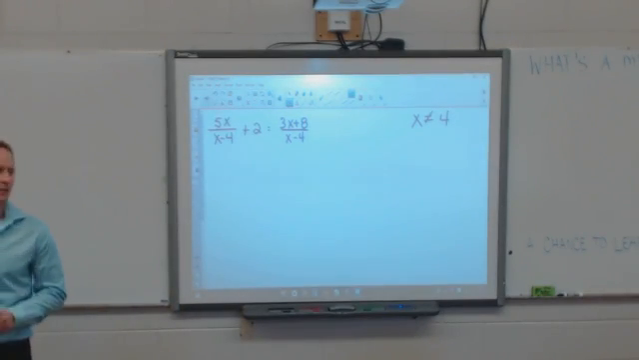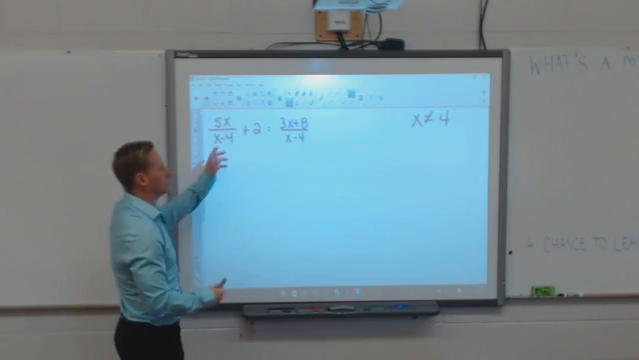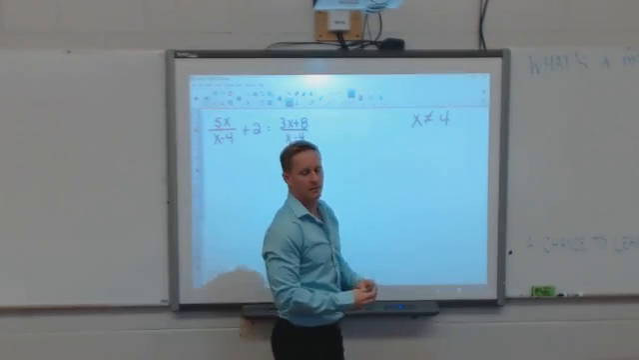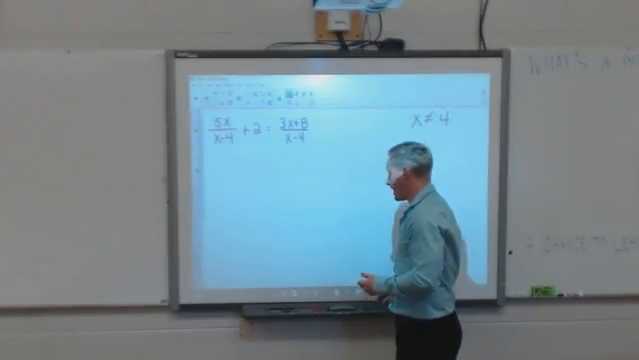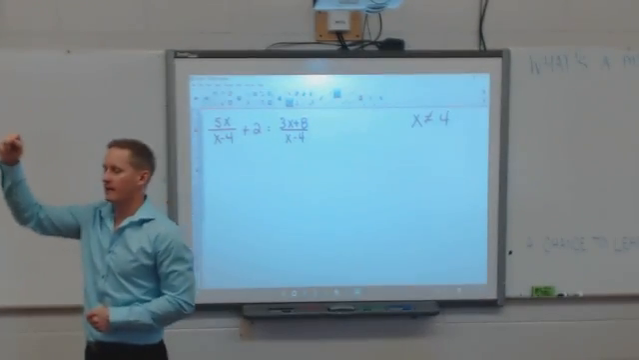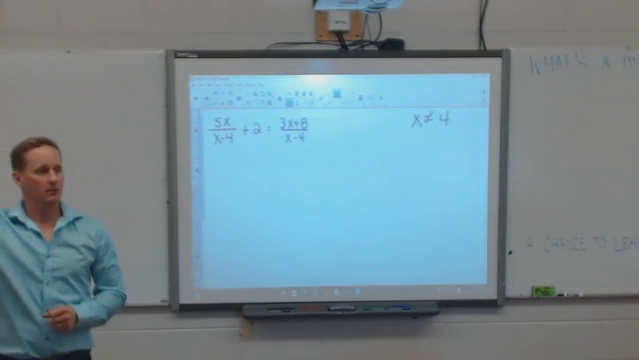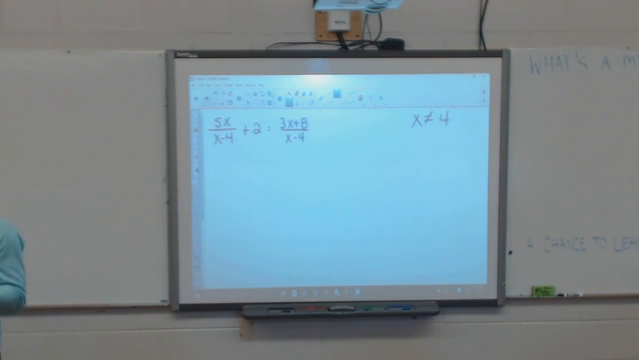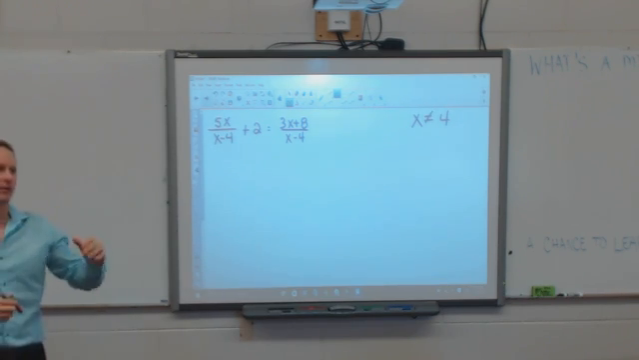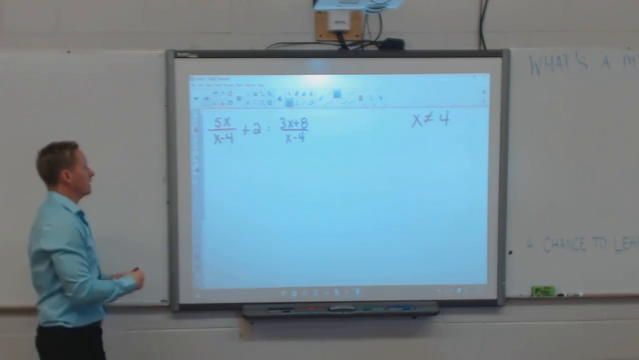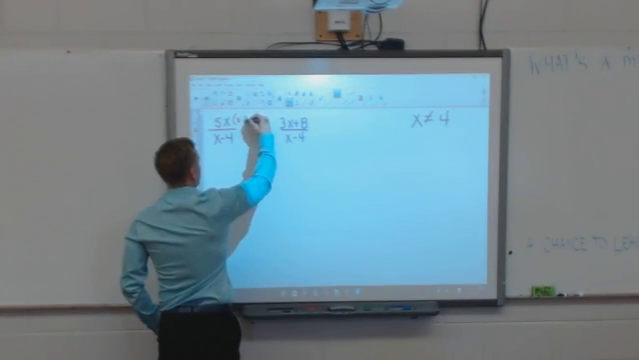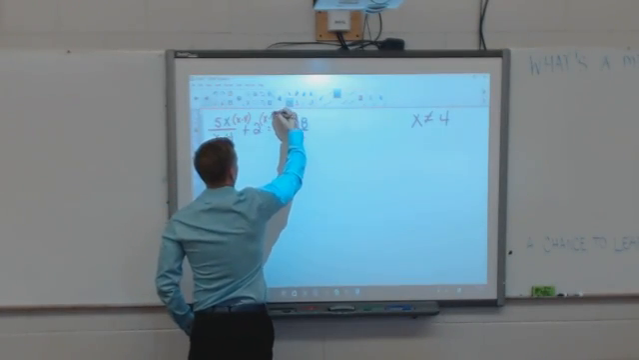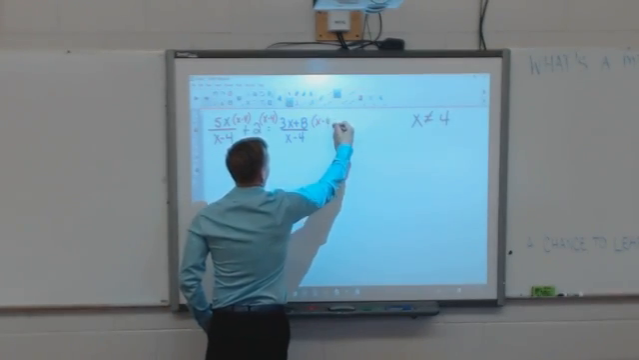All right, so I want to get rid of my denominator. So what am I going to multiply everything by to get rid of this denominator? x minus 4. Now, in rational expressions, I would multiply the top and the bottom by x minus 4 to get it, because I'm actually adding them together. But in equations, I'm just multiplying everything by the top. Okay? So I'm going to multiply this by x minus 4, this by x minus 4, and this by x minus 4.